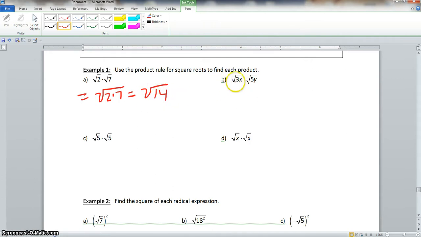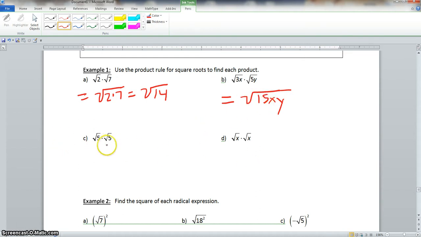Now we come to B. Square root of 3x times the square root of 5x. Now, 3 times 5 is 15, and x times x is x squared. And there are no perfect squares here, so this is the finished product.